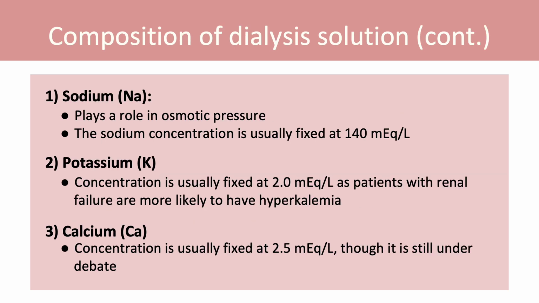Firstly, sodium plays a role in osmotic pressure, and a physiological concentration of 140 milliequivalent per liter is the mainstream for sodium. The second electrolyte is potassium. Since patients with renal failure have hyperkalemia, a lower concentration of 2.0 milliequivalent per liter has become the mainstream. Thirdly, for calcium, a concentration of 2.5 milliequivalent per liter is the most common.